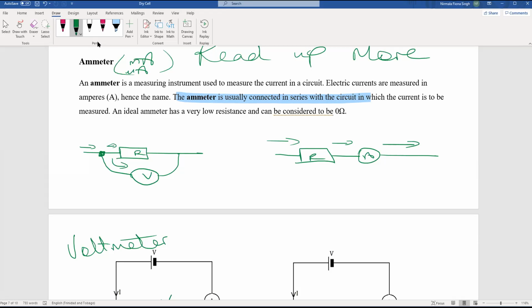An ideal ammeter has a very low resistance. It's so low it can be considered to be zero. So it usually has a resistance of, say, 0.01 ohms, 0.001 ohms.